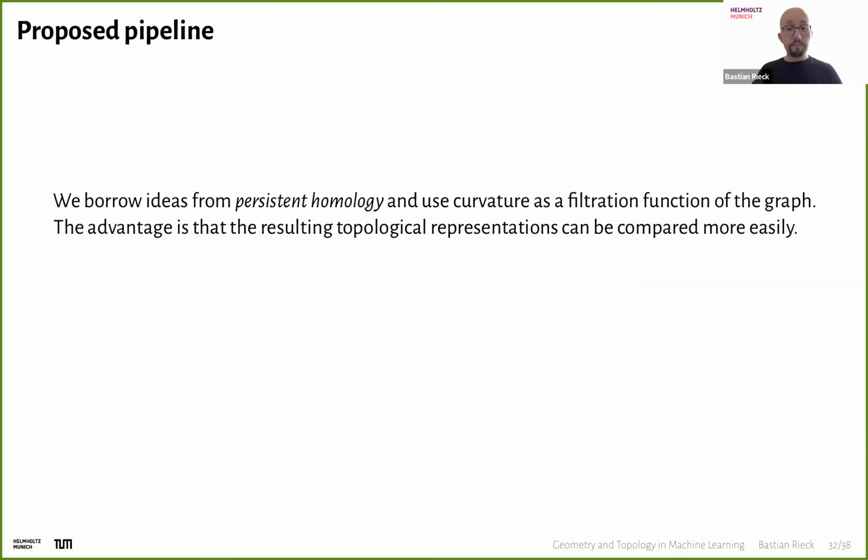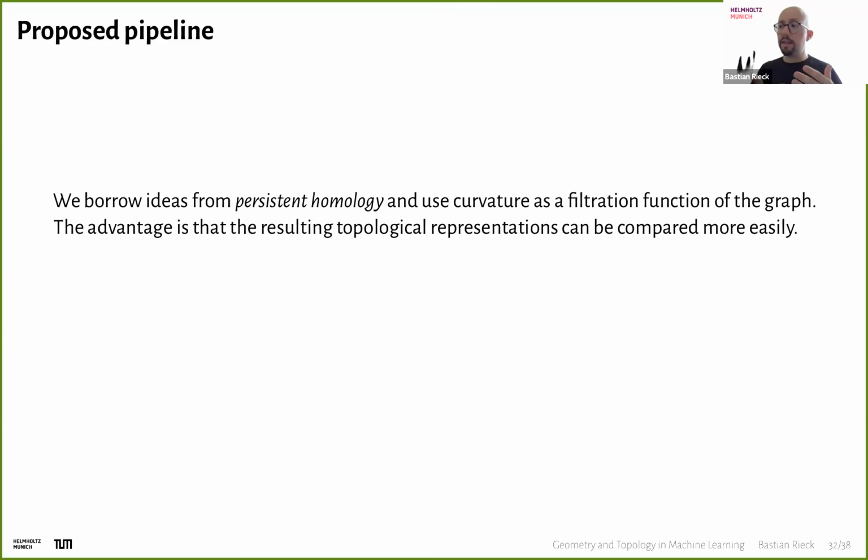And to do this, we borrow some ideas from persistent homology and use the curvature as a so-called filtration function of the graph. I haven't introduced this concept in full practicality yet, but if you recall what we did for the point cloud example, where we let some Euclidean balls grow and characterize the connectivity of the resulting point cloud, we can do the same thing if we have curvature on the graph nodes and graph edges.